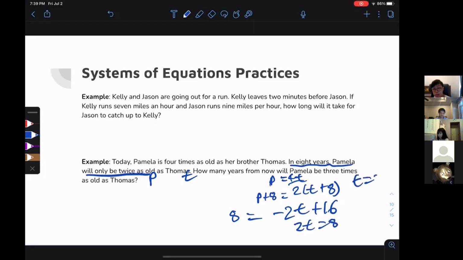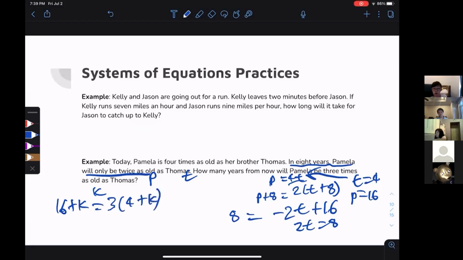Alright, so now I want to see how many years from now Pamela will be 3 times as old as Thomas. And then, yeah, I see someone said they just did a little guess and check, but it's definitely better to solve this using all these variables. And so now we have Pamela's current age, Thomas's current age. We want to see how many years from now will Pamela be 3 times as old. So let's say after k years this happens. So then Pamela will be 16 plus k at the time. Thomas will be 4 plus k, and we know 16 plus k is equal to 3 times 4 plus k, because 3 times as old.